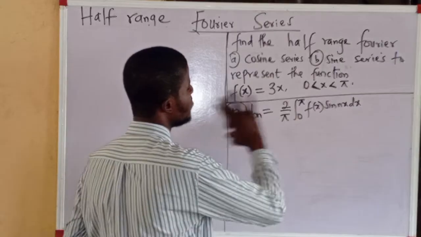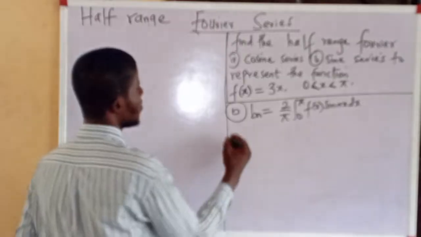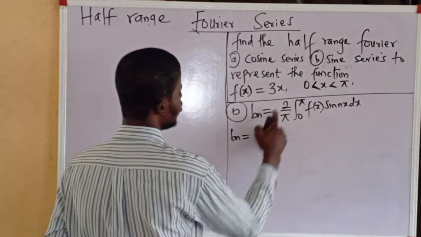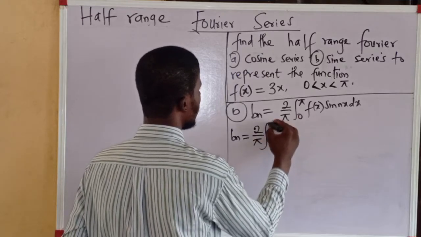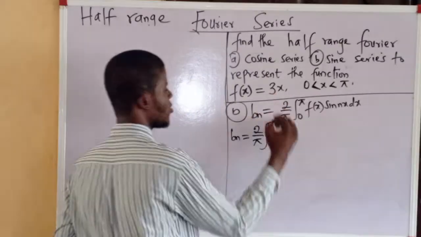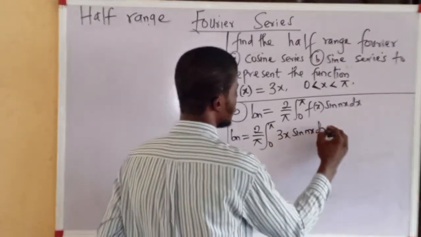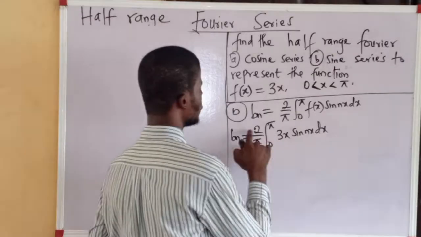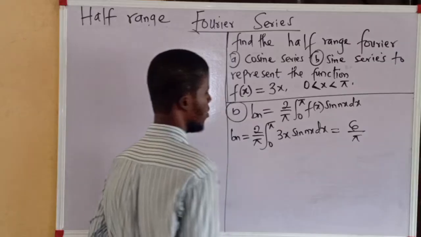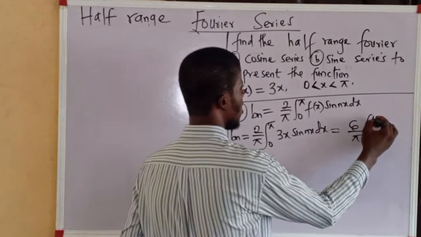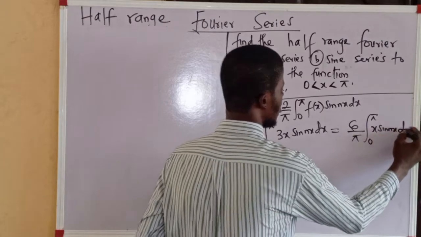So let's determine b sub n for this function over this interval. b sub n is equal to 2 over pi times the integral from 0 to pi of f of x, which is 3x, times sine nx dx. So we'll have b sub n equal to 6 over pi times the integral from 0 to pi of x sine nx dx.